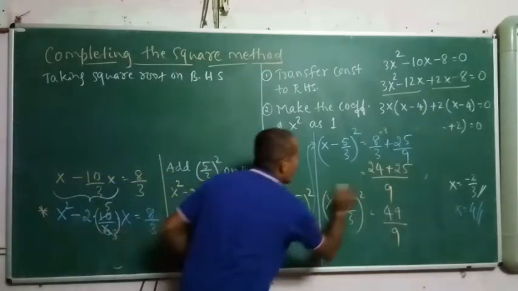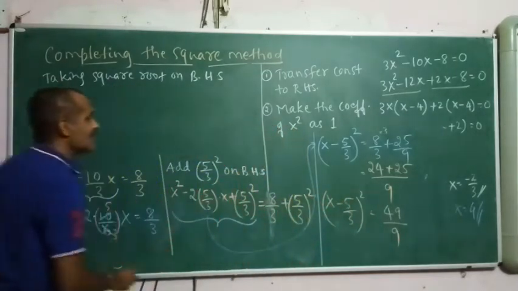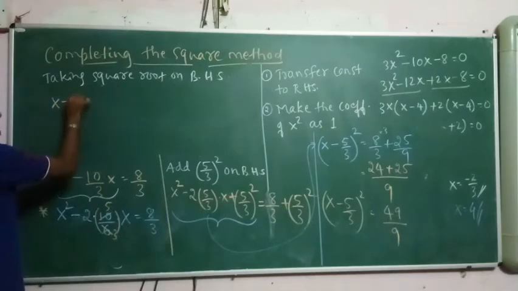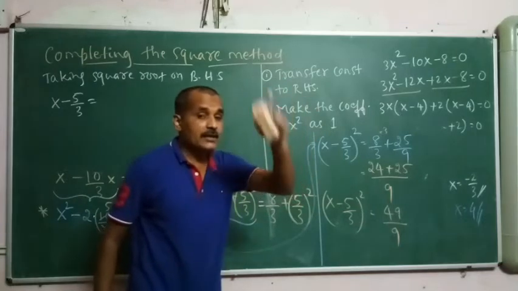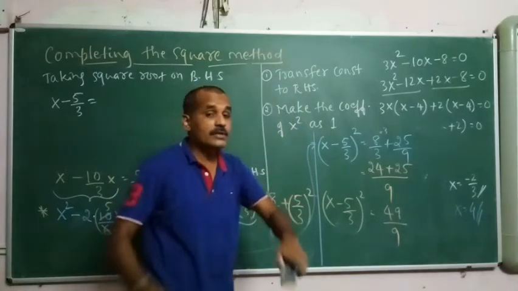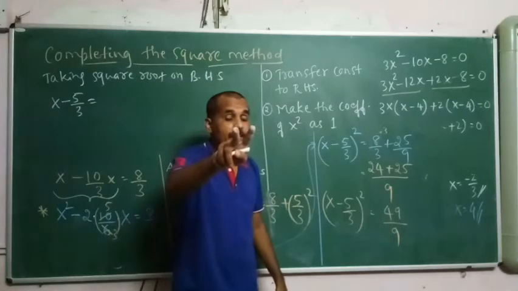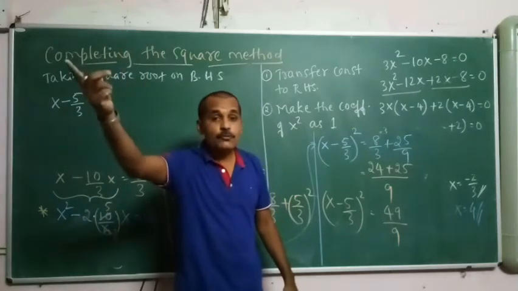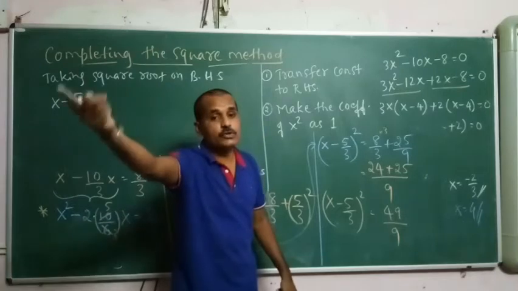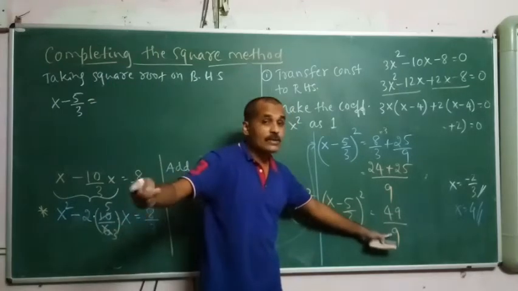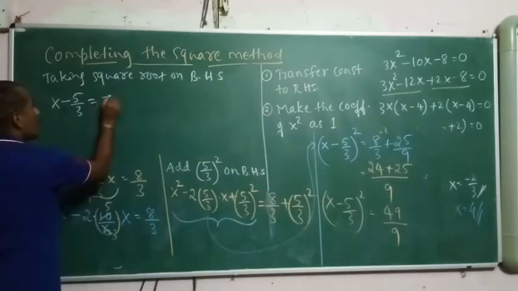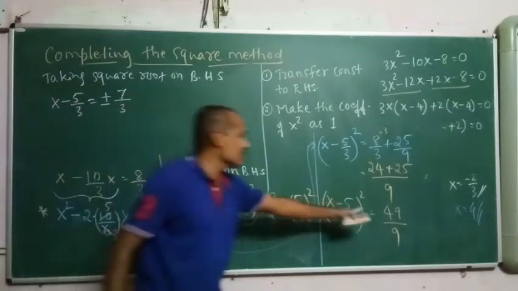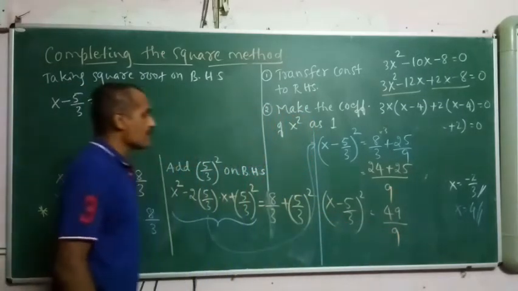If you take the square root of this, square and square root get cancelled, and I write x minus 5 by 3 is equal to, as I have told you, for any perfect square, when you take the square root, there are two values. See, plus 7 square is also 49, minus 7 square is also 49, plus 3 square is also 9, minus 3 square is also 9. So I can write plus or minus 7 by 3. When you take the square root here, it has two values, plus or minus 7 by 3.